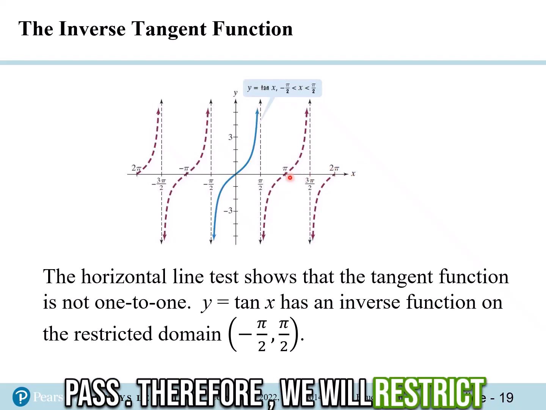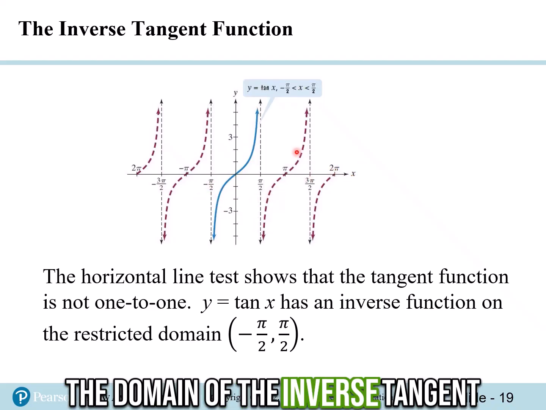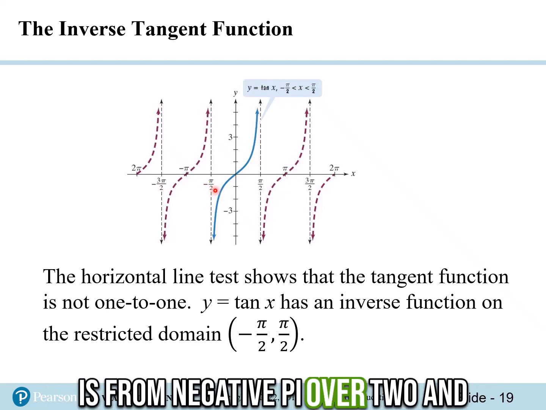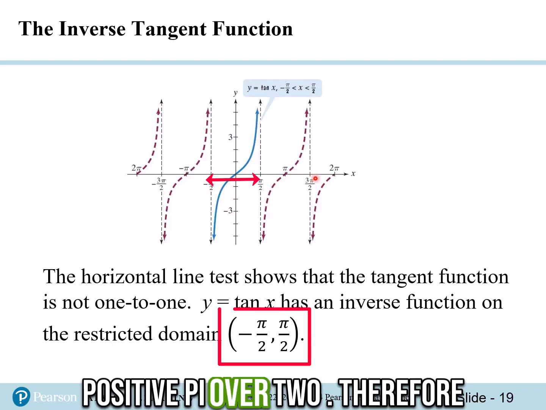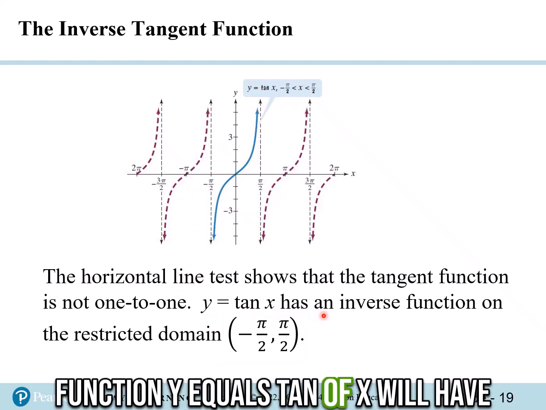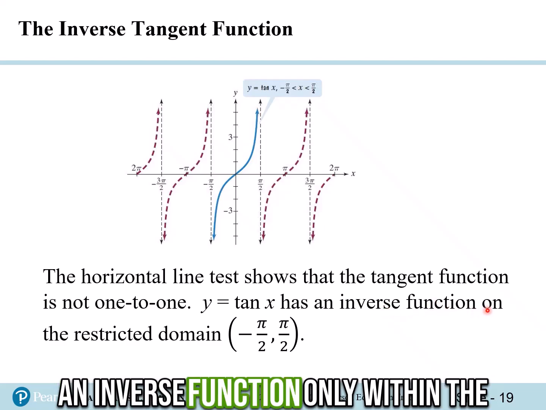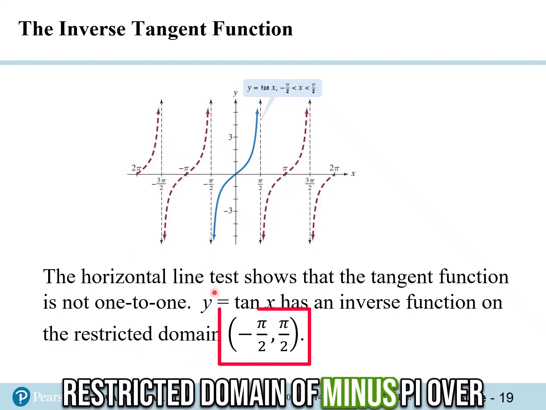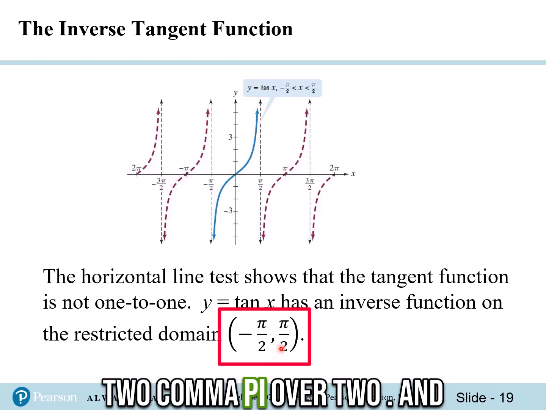Therefore, we will restrict the domain of the inverse tangent function to within one period, which is from negative pi over 2 to positive pi over 2. Therefore, the tangent function y equals tan of x will have an inverse function only within the restricted domain of minus pi over 2 comma pi over 2.